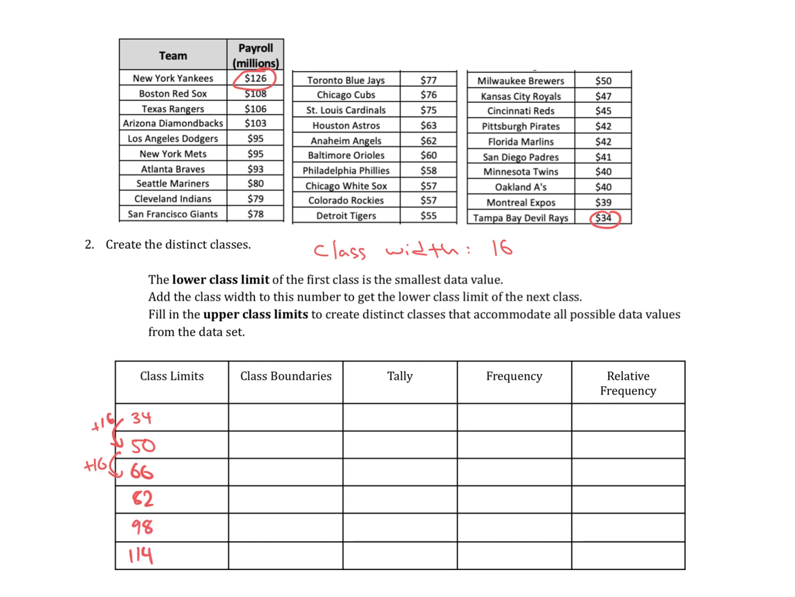Then the upper class limit for the first class is going to be 1 below the lower class limit of the next class. So I'm going to go from 34 to 49, from 50 to 65, from 66 to 81, 82 to 97, 98 to 113. And if you notice, to get from the lower class limit to the upper class limit, we actually add 15. So if I add 15 to 114, I get 129.